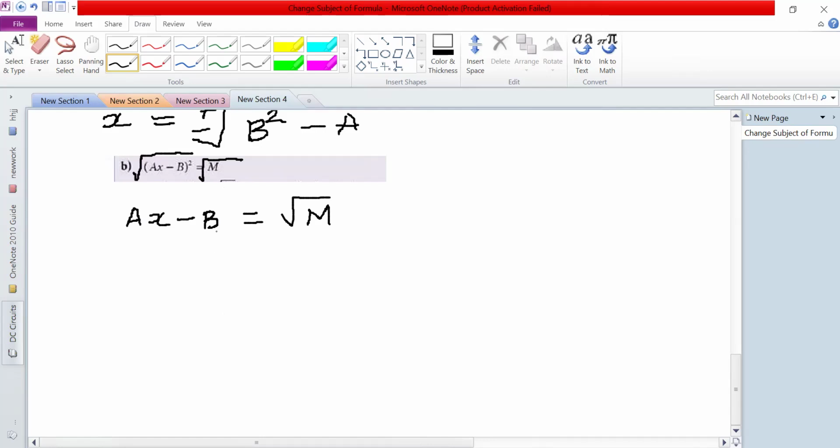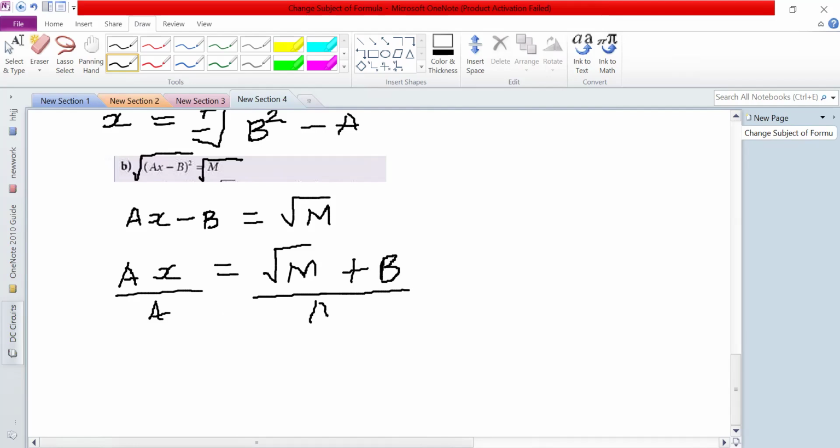Okay. Then we take b the other side. Since it's negative, if it goes to the other side, it goes and adds. So we now have ax equals to the square root of m plus b. And then to finally find x, we divide both sides by a. Then our final answer, x equals to the square root of m plus b, all over a.